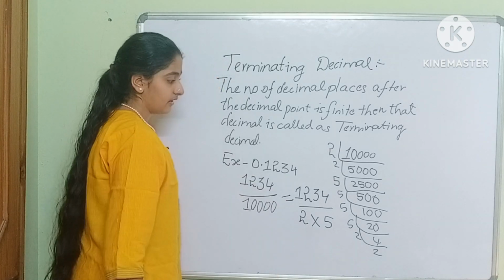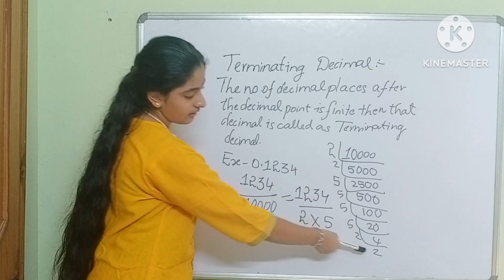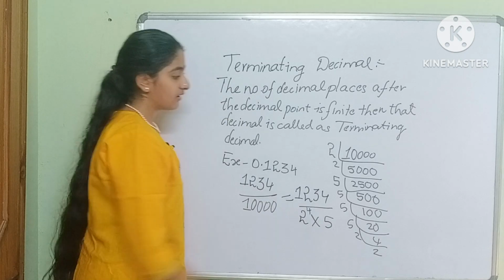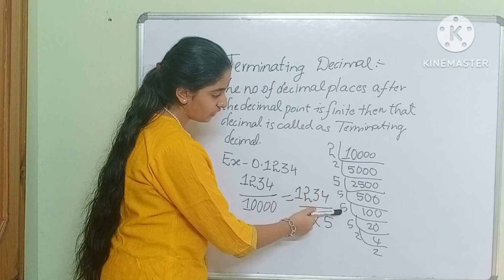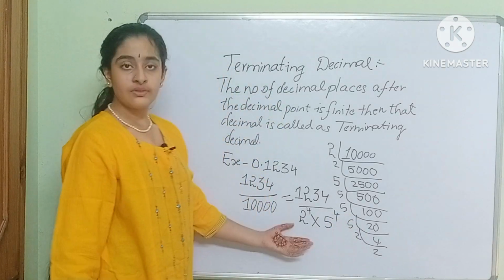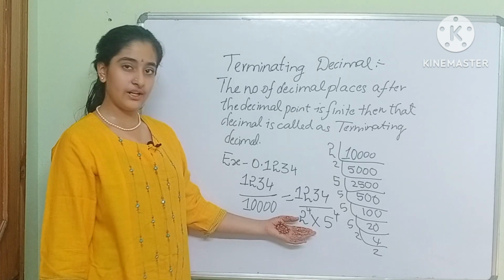So let us write it. How many 2s are there? 1, 2, 3, 4. So 2 power 4. How many 5s are there? 1, 2, 3, 4. So 5 power 4. So it is a terminating decimal, and this proves it is a terminating decimal.